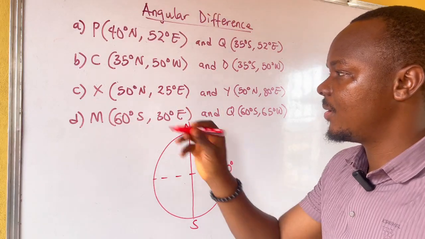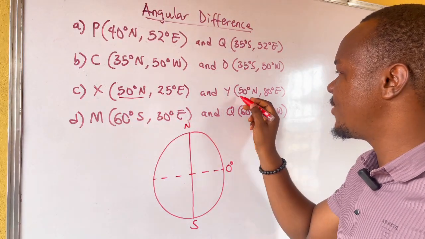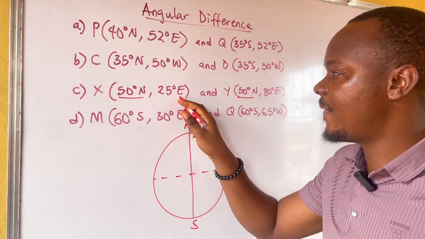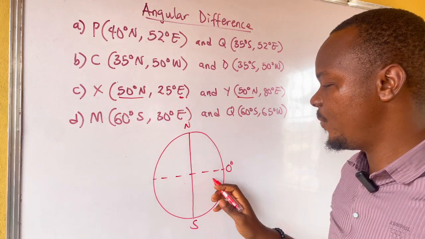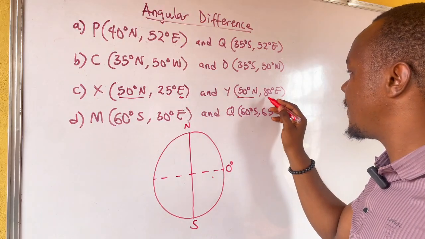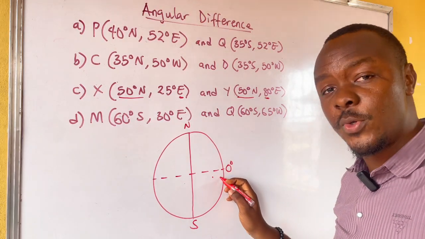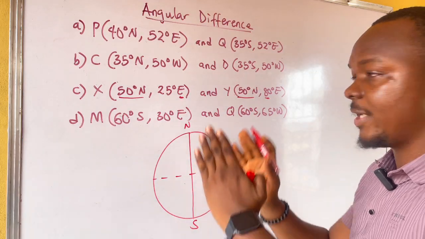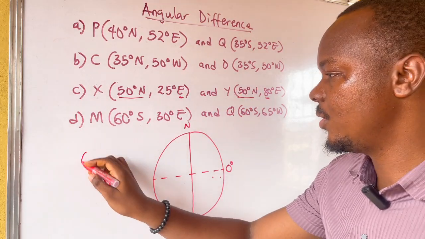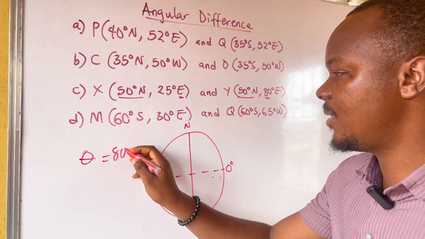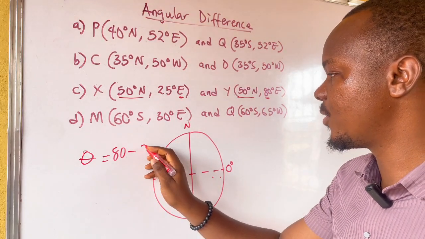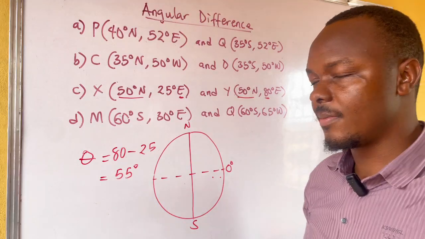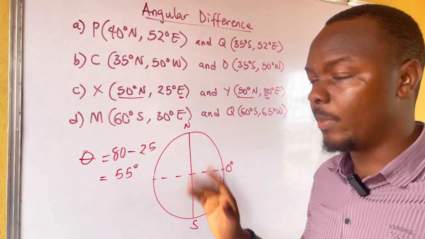We check. We have the same latitude, 50 degrees north, 50 degrees north. But here, this is 25 degrees east, meaning that it will be on this side, while this is 80 degrees east, meaning that it's also on this side. And the rule states that where they are on the same side, you subtract. So your angular difference will be 80 minus 25, and that will give you 55 degrees. Simple and short, without the globe.